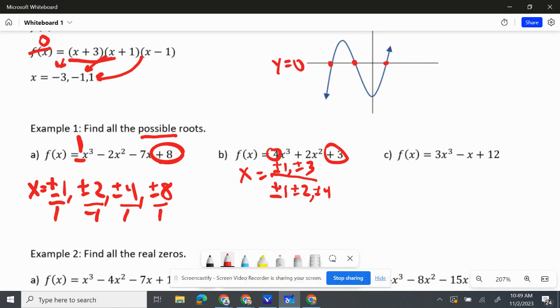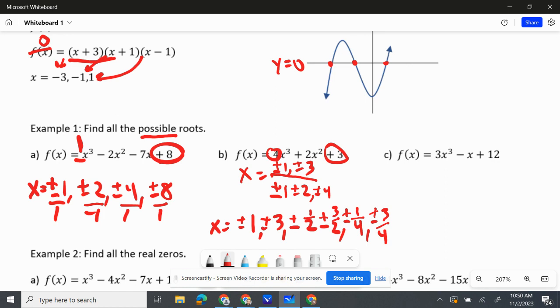So we're taking each of the numerators and dividing it by each of the denominators. We start off with plus or minus 1, because 1 divided by 1 is 1. Plus or minus 3, because 3 divided by 1 is 3. Plus or minus 1/2, because 1 divided by 2 is a half. Plus or minus 3/2, plus or minus 1/4, and plus or minus 3/4.